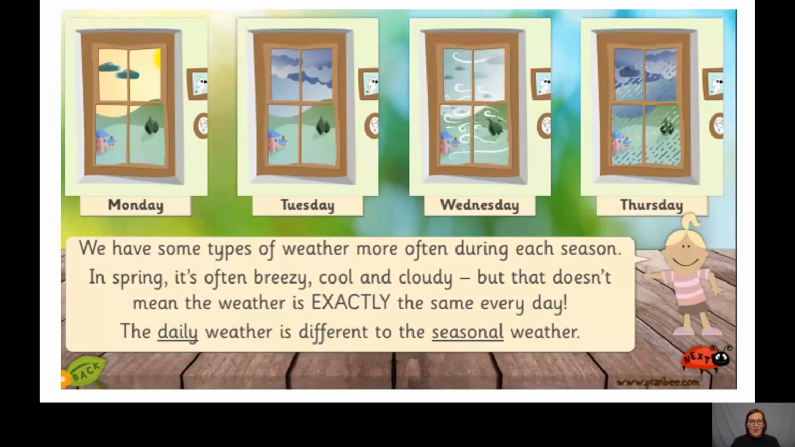Okay, now we have some different types of weather more often during each season. So in spring, it's often very breezy, cool and cloudy, but that doesn't mean that the weather is exactly the same every single day. The daily weather is very different to the seasonal weather. So the seasonal weather tells us what type of weather we're going to expect during that period. But the daily weather can change each day. For example, the other day it was sunny and today it's snowy. Each day can be very different.